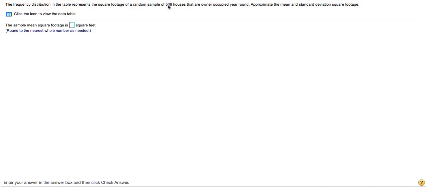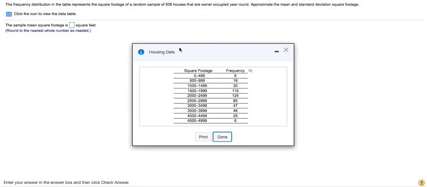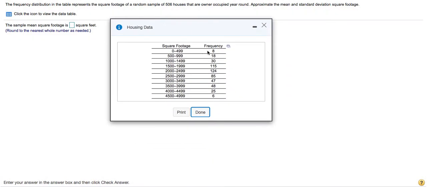For this problem, we'd like to approximate the mean and standard deviation of a data set. And this data set is going to be represented in a frequency distribution. So 506 houses were randomly sampled, and then the data was grouped in a particular way. To see it, I'll click here, and it opens up my data. So in this case, they group by square footage between 0 and 499. There were 8 occurrences, and then all the way down the line.